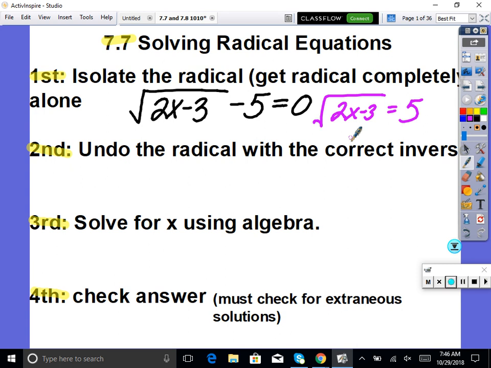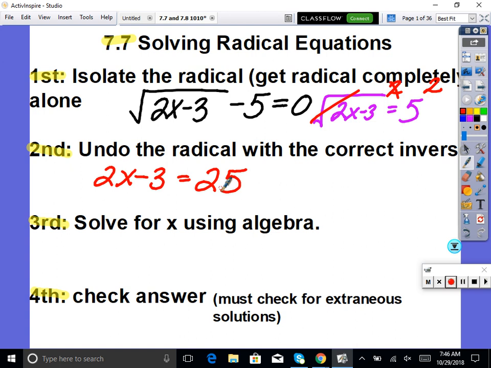And now that the radical is all by itself, we can undo the radical with the correct inverse. What undoes a square? A square root. So what undoes a square root? A square. Good. So we'll square both sides of the equation. Now look, root cancels out with power, leaving me with 2x minus 3 equals 5 squared, which is 25, isn't it? So then from there it just says solve for x using algebra.